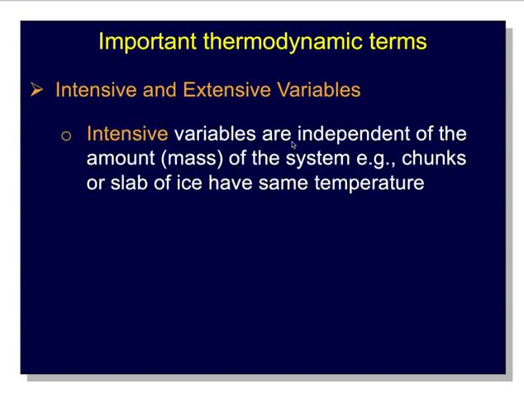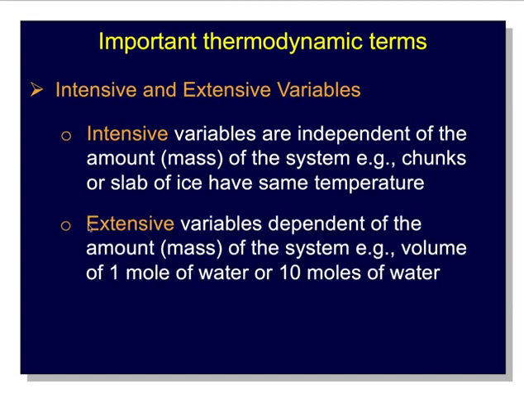Intensive variables are the ones which are independent of the amount or the mass of the system. For example, suppose I take a big slab of ice and measure its temperature. It has a certain temperature. Now I take this ice and crush it into small pieces and take a tiny piece of that and measure the temperature. It will be the same, because the temperature of ice will not depend on whether it's a small piece of ice or a large chunk of ice or a big slab of ice. The temperature will remain the same. So temperature is an intensive variable. It's independent of the mass or amount of the system.